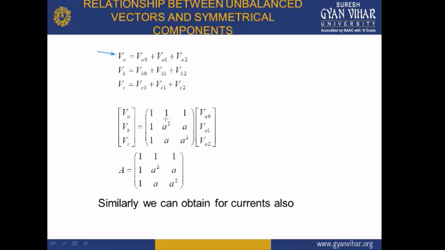Look at this VA. This VA has been defined into three components, that is VA0, VA1, and VA2. Similarly, VB is defined into VB0, VB1, and VB2. That means the zero, positive, and negative sequence components. Similarly, VC is defined as VC0, VC1, and VC2. I hope this is clear to you.